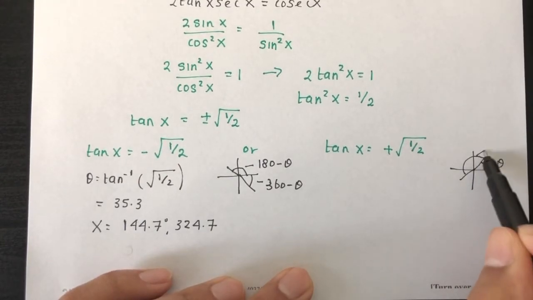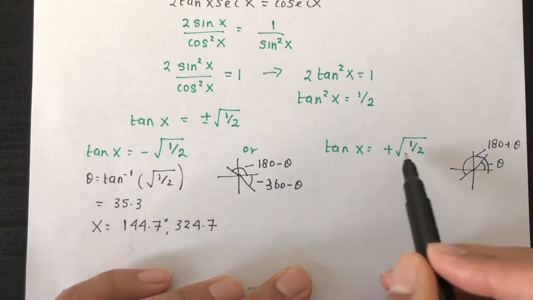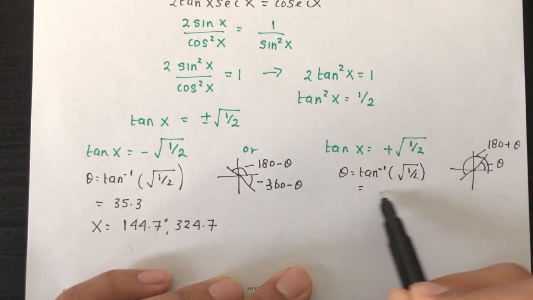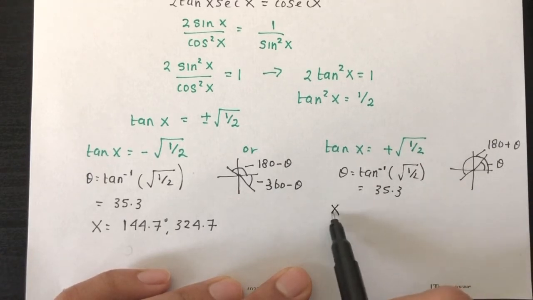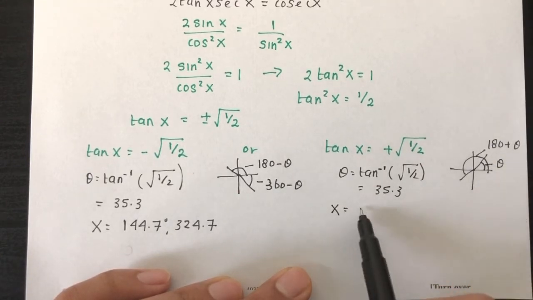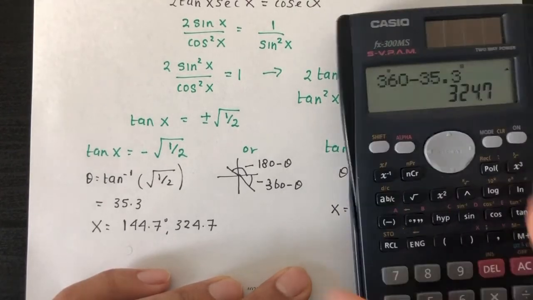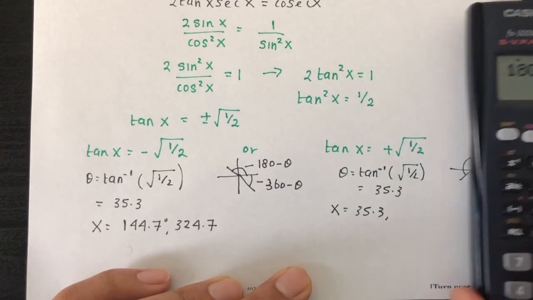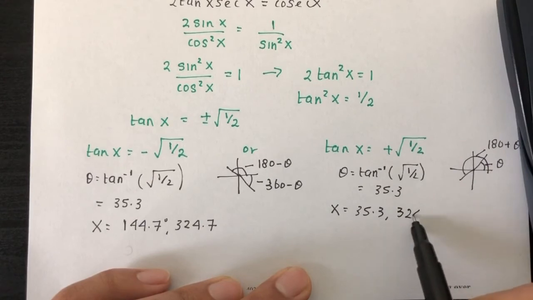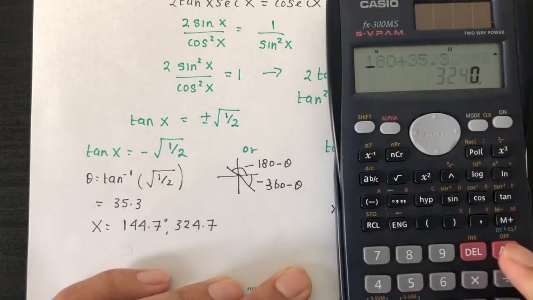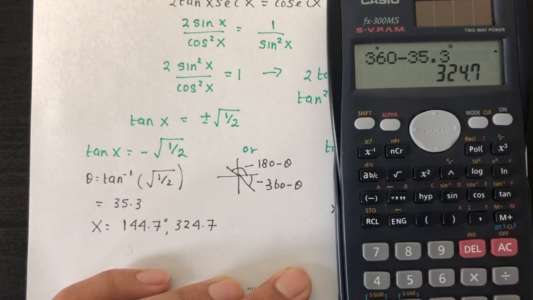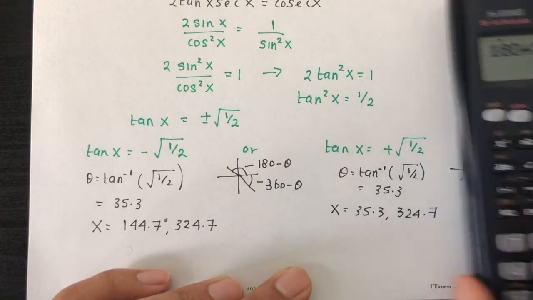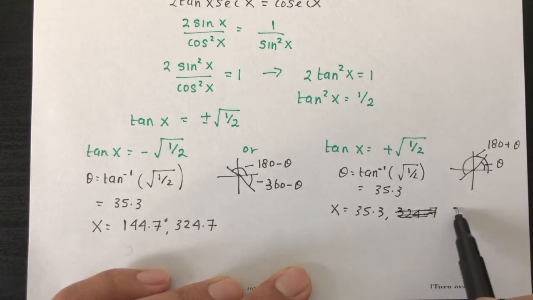Now going back to the positive one, if tan is positive, it has to be in your first quadrant and then your third quadrant. That will be 180 plus theta. Now theta is already the positive value, tan inverse of plus this, which is equal to 35.3. So first one is theta, 35.3, and then 180 plus theta. Let me check again. 180 plus 35.3 is not the same value. See, that's a mistake here. That should be 215.3.